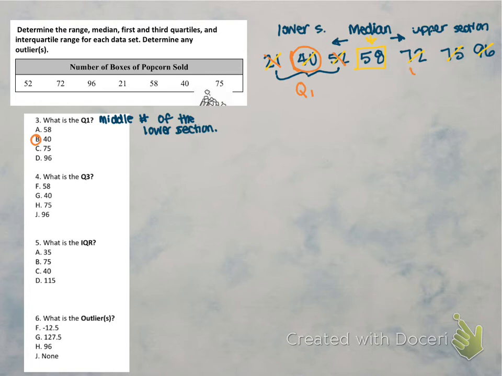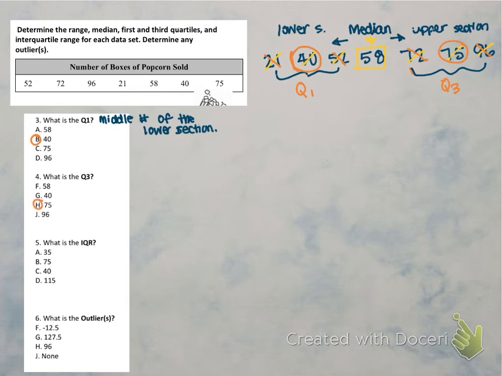Q3 is finding the middle of your upper section. So everything above the median is what you would use to find your Q3. So then we would go front to back, and that's your middle number for your Q3. So 75 is your Q3.